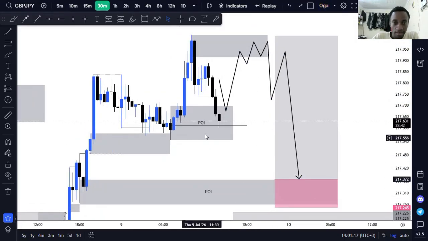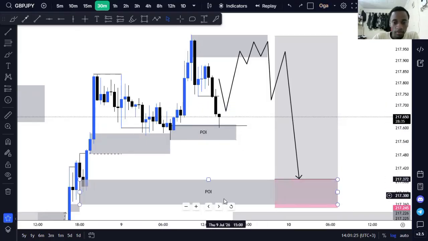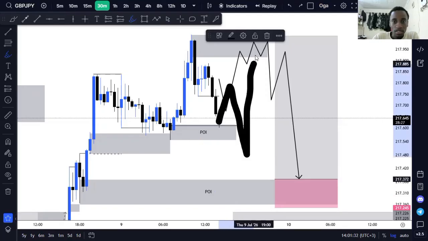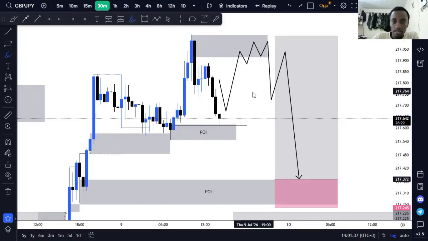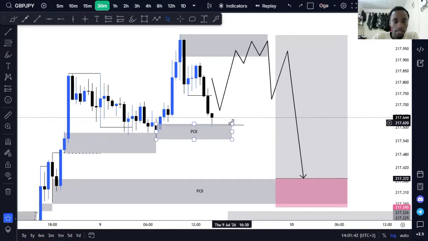Also, since it's already reacted to this point here, it can move like this. Let me draw. You can maybe pull back and take it out first so that you can come back to this area, or do like this. Either of those, either of the anticipations I'm having, if it does react to this area and then gives me a bearish confirmation, then I'll consider taking a sell.